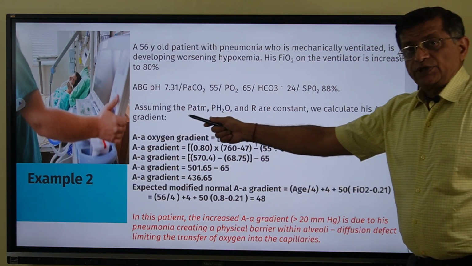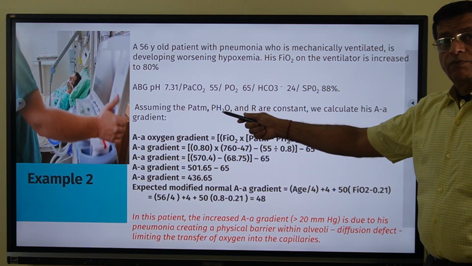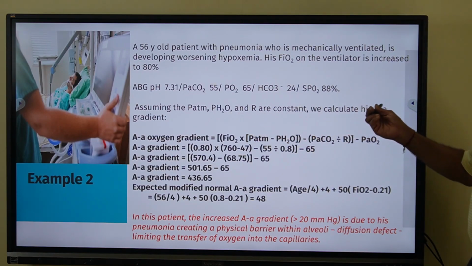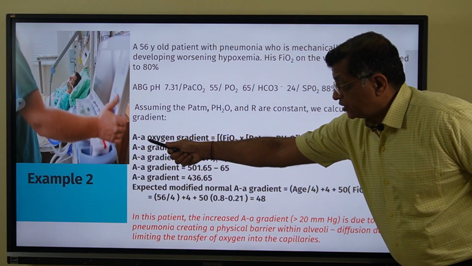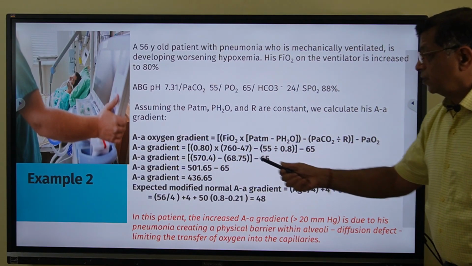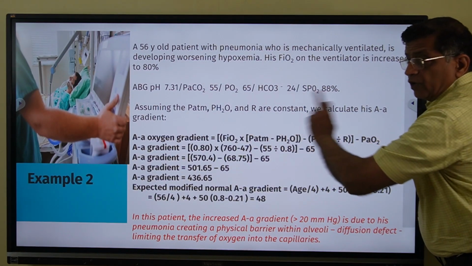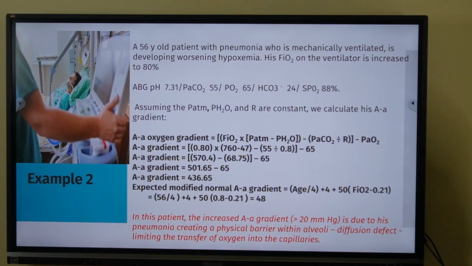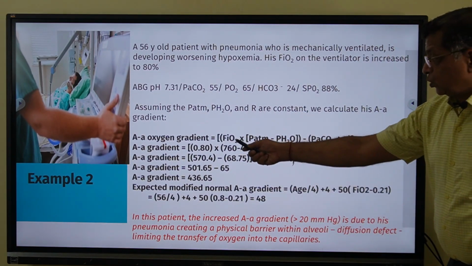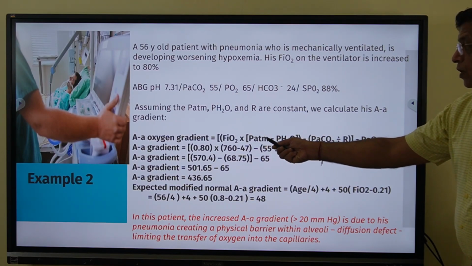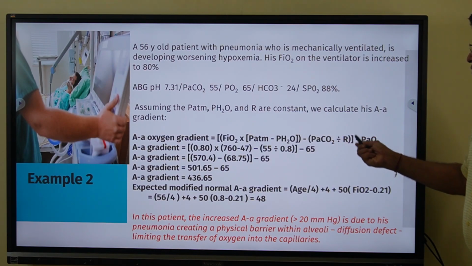So assuming that the patient is at normal atmospheric pressure and water pressure in the alveolus is normal and respiratory quotient is normal, the calculated A-a gradient or oxygen gradient is equal to here, instead of 150 minus PCO2 divided by respiratory quotient, we will have to put in the FiO2 value. So FiO2 into (atmospheric pressure minus pressure of water) minus PCO2 divided by respiratory quotient.